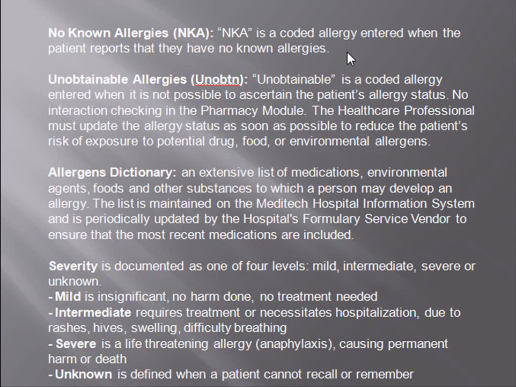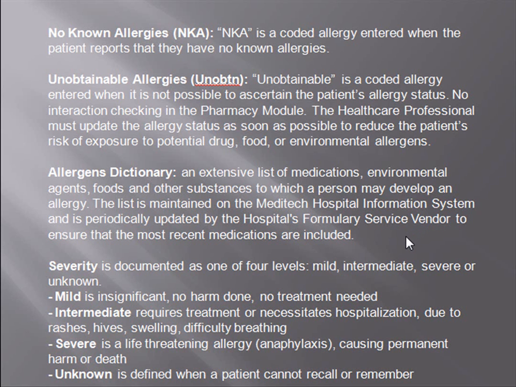No known allergies is a coded allergy entered when the patient reports that they have no known allergies. Unobtainable is a coded allergy entered when it is not possible to ascertain the patient's allergy status. There will be no interaction checking in the pharmacy module. The healthcare professional must update the allergy status as soon as possible to reduce the patient's risk of exposure to a potential drug, food, or environmental allergen.